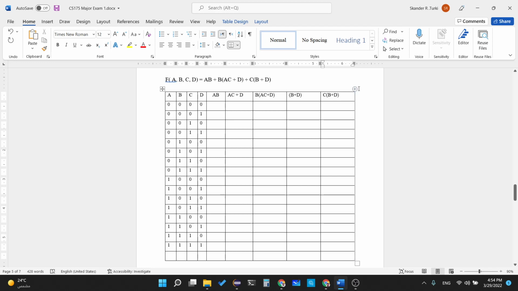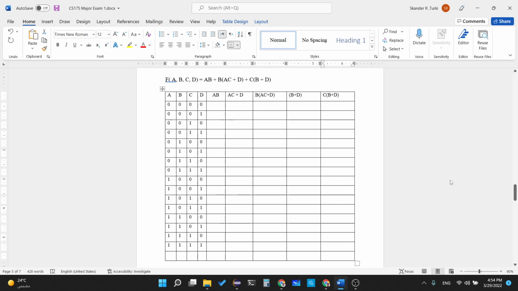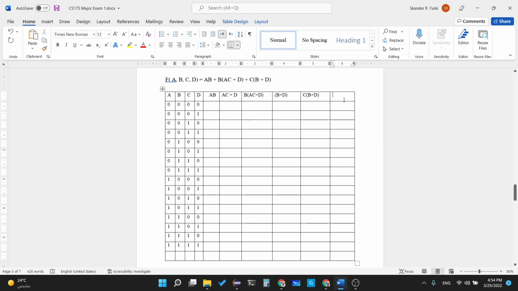And finally, we need another column. Insert column to the right. This would be F. Okay, so A and B. Whenever we have zeros, it will be 0. I mean, whenever A is 0, it will be 0. And then whenever B is 0, it's 0. And then whenever both of them are 1, it's 1.